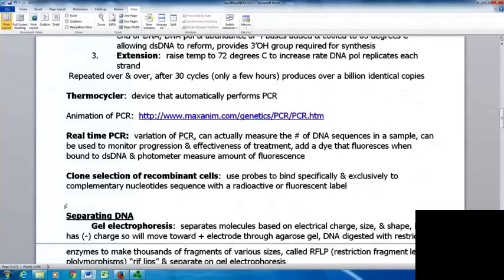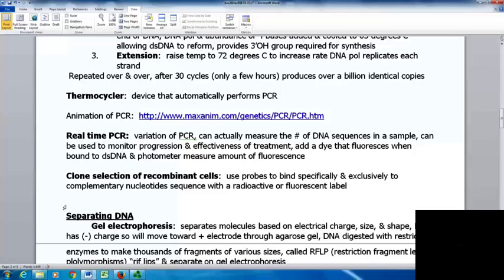Real-time PCR is a variation of PCR. Here you can actually measure the number of DNA sequences in a sample. This can be used to monitor the progression and effectiveness of treatment. You can add a dye that fluoresces when it's bound to double-strand DNA and use a photometer to measure the amount of fluorescence. So it provides us a way of measuring or quantifying the amount of DNA.